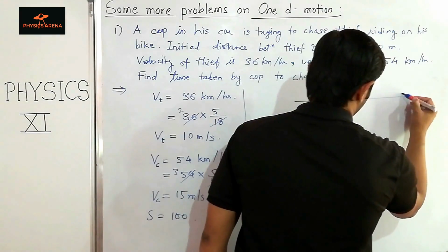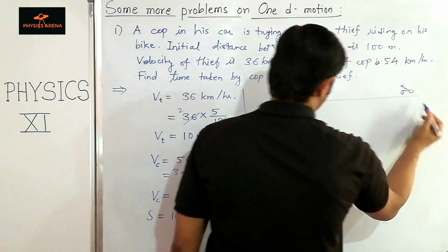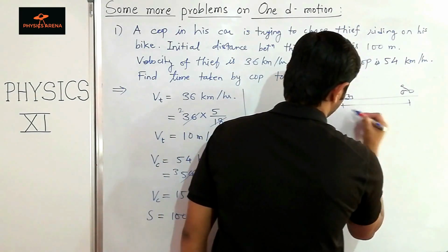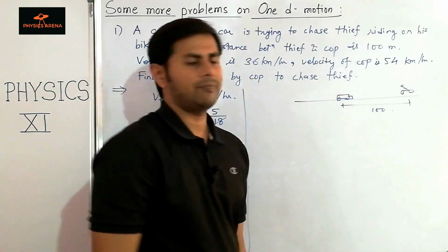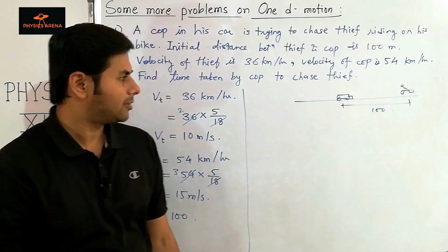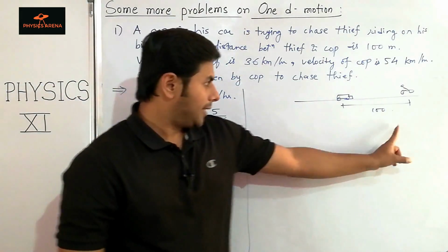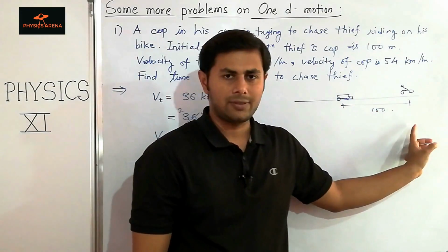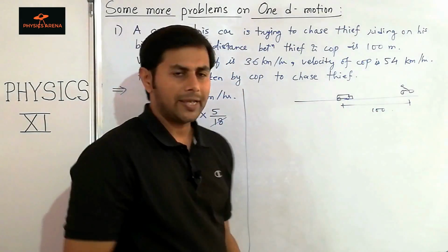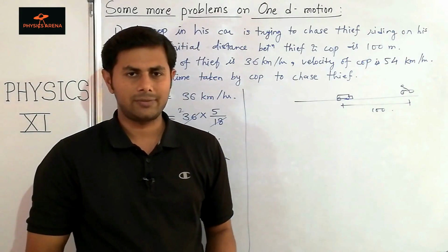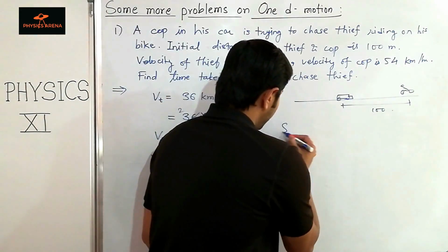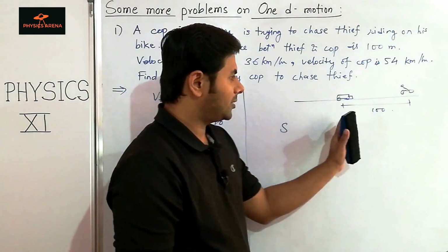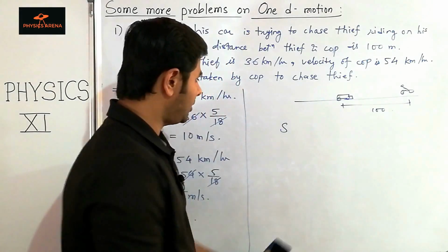So suppose thief, cop, and the distance between them is 100 meters. So now, relative to the thief, cop has to cover this much distance, 100 meters. So we can use whatever we learned. I can say S is the displacement of cop with respect to the thief.